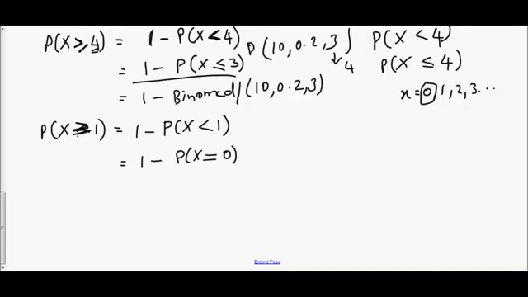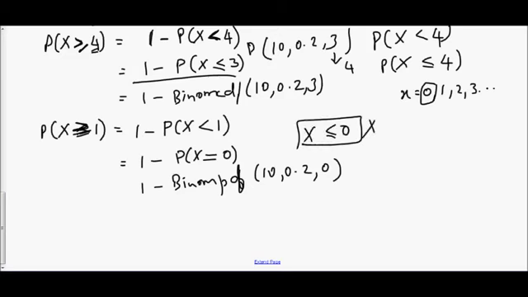Therefore, this is the way you have to do it. If you have binomial with x greater than or equal to 1, you need to change this to 1 minus p of x equal to 0. And this becomes 1 minus binomial PDF; there is no CDF here because it is equal to 0. PDF of 10, 0.2 and 0. So x less than 1 becomes equal to 0, and it cannot be written as less than or equal to 0, this is wrong. You cannot have values less than 0 for x.